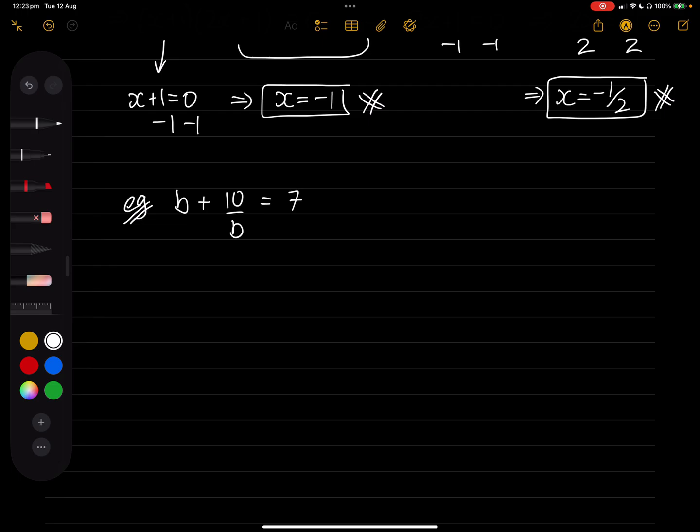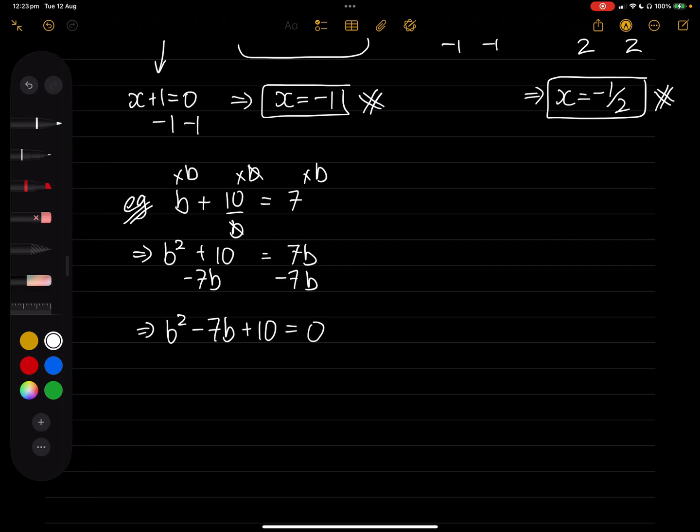So let's multiply everything by b to begin with to get rid of the denominator. Times b, times b, times b. It becomes b squared plus 10b equals 7. Oh, sorry, this is not 10b. The b's cancel. This b cancels this b. Equals 7b. Minus 7b from both sides. And I get b squared minus 7b plus 10 is equal to 0.